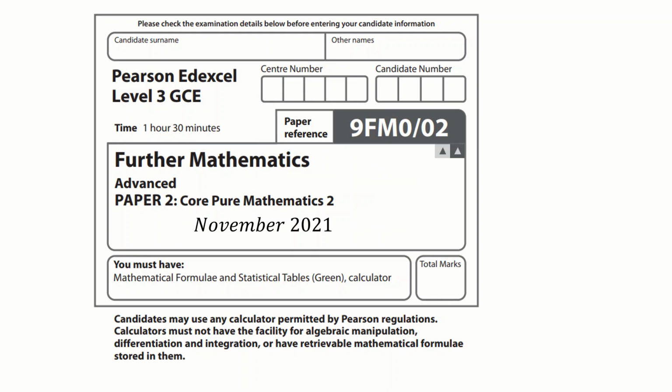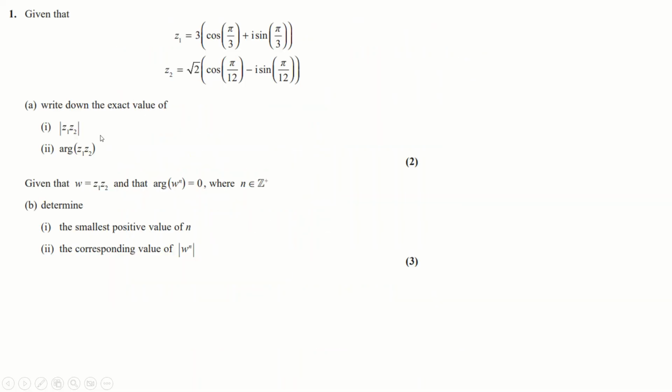This is the Pearson Edexcel Core Pure Maths 2 paper from November 2021. Let's just go straight into it. I thought this was quite a hard paper though, to be honest. This first bit isn't too bad though.